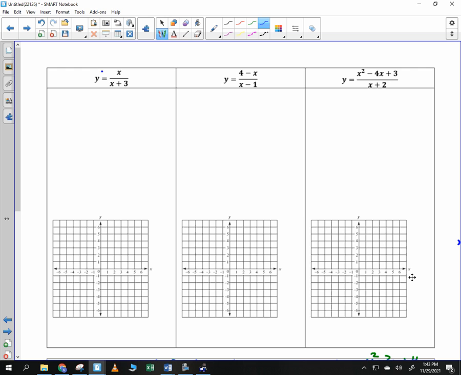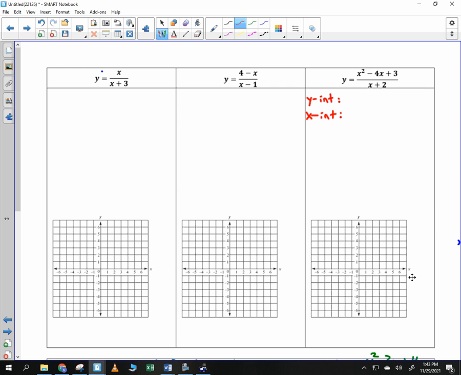What makes this third problem different from the ones we've looked at before? Yeah, notice that the numerator is of higher degree than the denominator, isn't it? So let's go about working with that, okay? And I will start with the y-intercept. I'll start with the x-intercept as well.